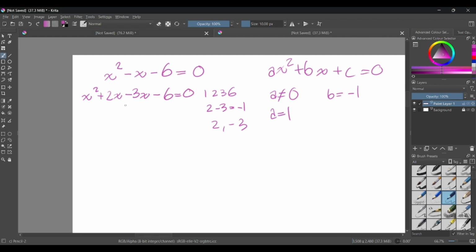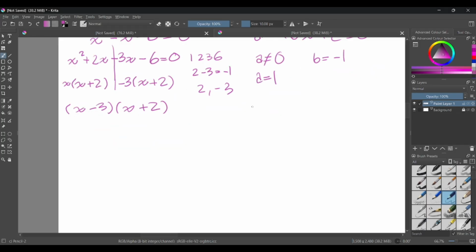We can do our same little thing, cutting it in half, taking out an x to get x times x plus 2, and then we can take out a negative 3 over here, and then x plus 2. Realize that these two are the same number. You can rearrange it into x minus 3 and x plus 2. I'm just going to put a star here for later, because this step is where we're going to come back to, but we're going to finish this. x minus 3 is equal to 0, x is equal to 3. x plus 2 is equal to 0, x is equal to negative 2.